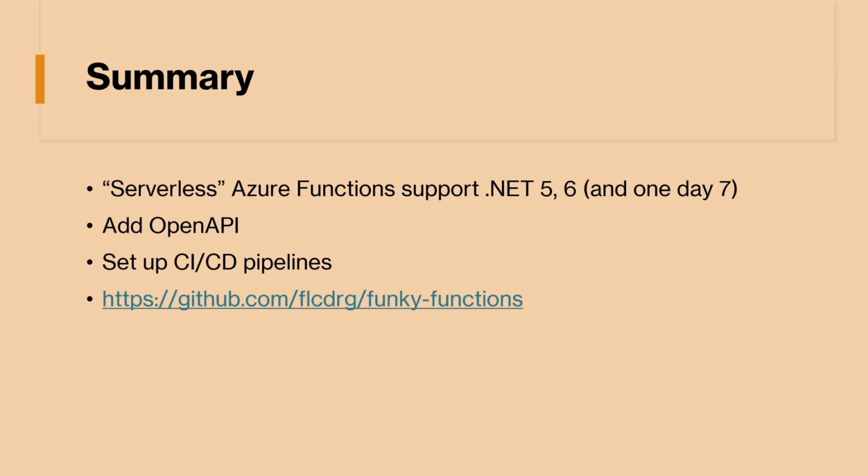Okay, so wrapping up. So we saw a demo of being able to use .NET 5 and even .NET 6 in preview for Azure Functions. We saw being able to add OpenAPI to your function, and if you want to see a bit more of that, come down here and I'll demonstrate that a bit more, adding in that metadata on the other laptop. And we also set up some CI/CD pipelines so that we can build and deploy our functions into wherever they need to go, so in Azure, obviously.